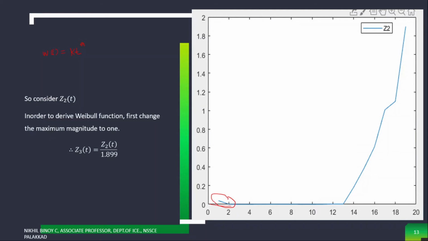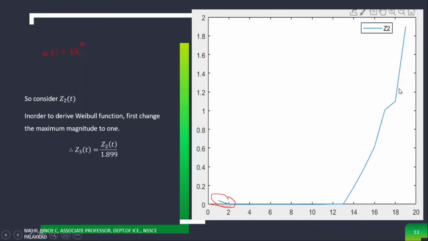Second one, the value of W of t is equal to 1 if t equal to 1, say if k equal to 1. What will be the value of m if t equal to 1 and W of t equal to 1? Assume that k equal to 1. So we can easily represent this Z2 of t by using a Weibull model, or we can derive that Weibull function if you are able to normalize this graph.